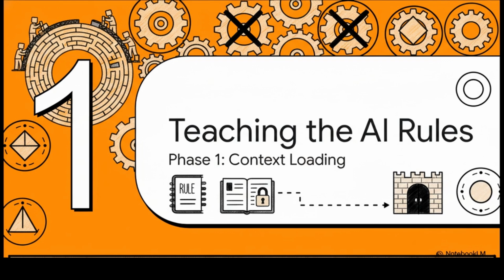Okay, section 1, teaching the AI the rules. So where do you even start with something like this? Well, you don't jump into writing code or designing fancy interfaces. Nope. You start by setting strict, non-negotiable boundaries for your AI. You gotta teach it the rules of the game before you even let it play.